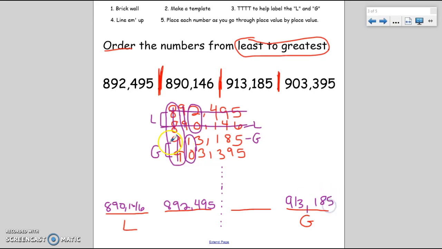913,185. And that's this one here I can cross off. And last but not least, 903,395. And I'm just going to glance at all of them, make sure that all 4 of them are different. Sometimes we make mistakes and repeat the same number. That looks great, and I've got them in order from least to greatest.